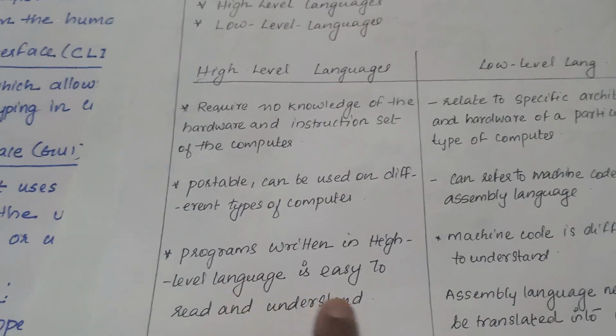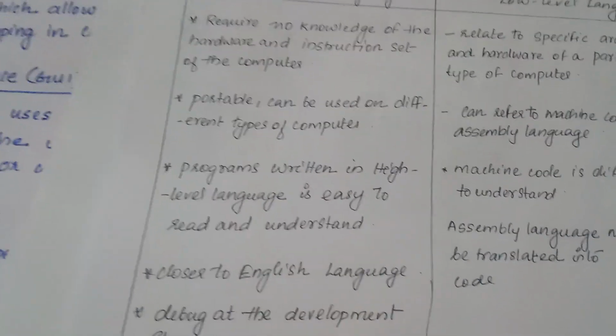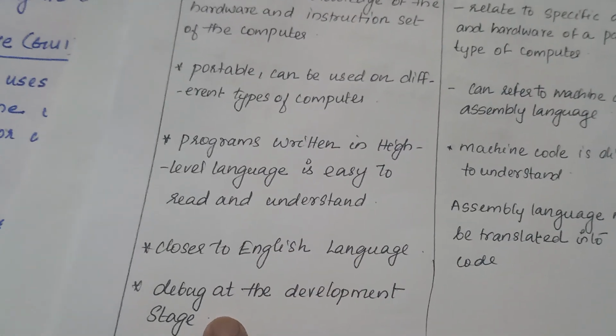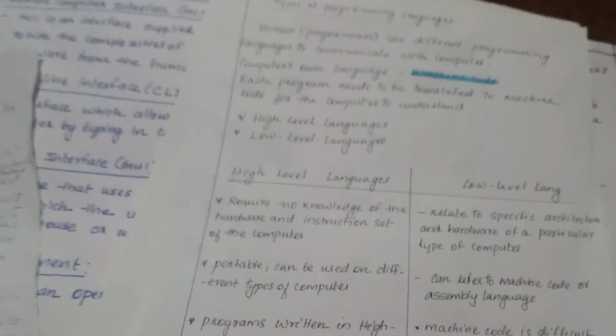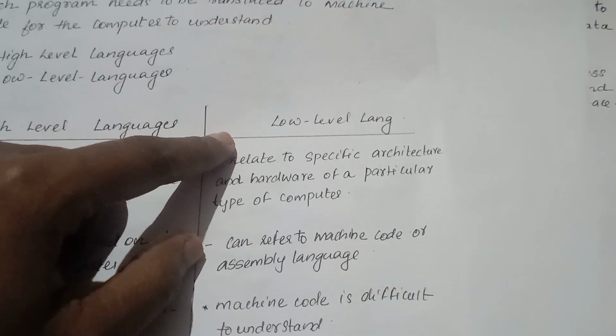Programs written in high level language are easy to read and understand. It is closer to the English language. Debugging is at the development stage, so at the beginning itself you can find out the error. Okay, and now we will see about low level language.